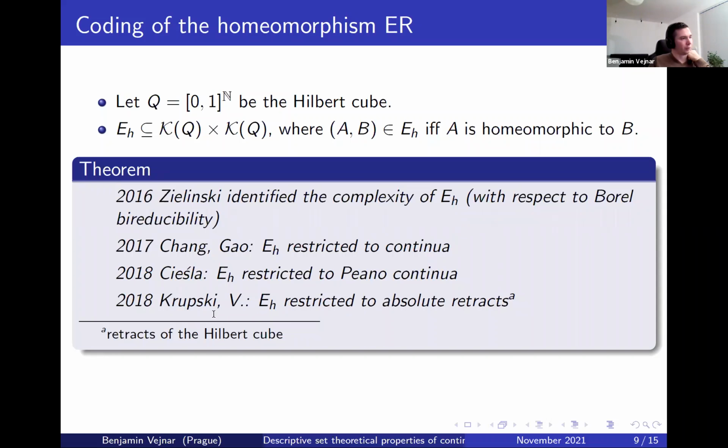And finally, we proved with Pavel Krupsky that if we restrict this EH to absolute retracts, then it has still the same complexity. Well, I should say that absolute retracts are just retracts of the Hilbert cube. So these are very nice spaces, especially from the homotopy point of view. And of course, every absolute retract is a Peano continuum. So this one is the smallest class from all of these.